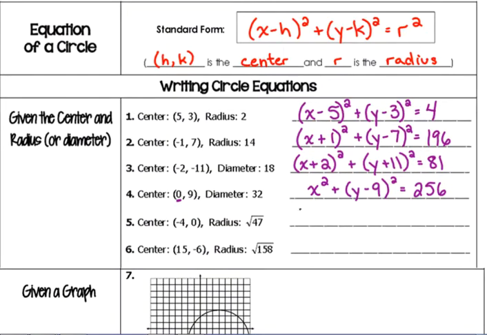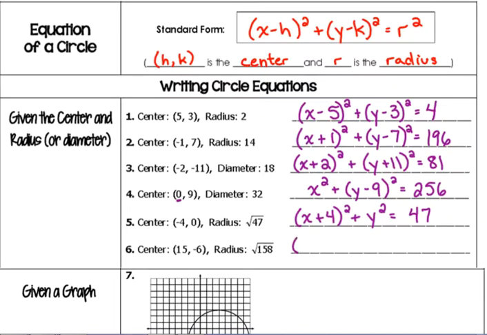Okay, number 5, center is (−4, 0), so that's (x + 4)², plus this time the y coordinate was 0, so it's just y², is equal to, my radius was a square root. If I square a square root, I'm just left with what's under the square root.